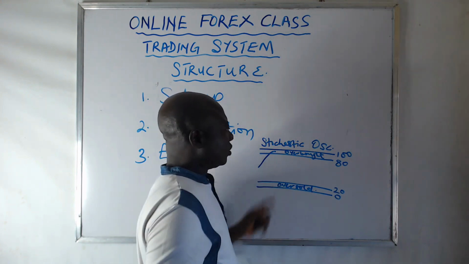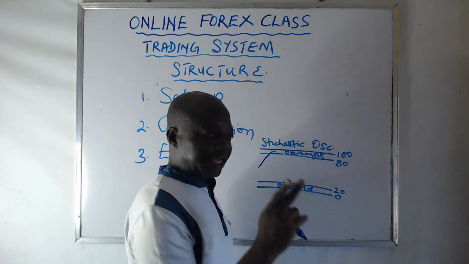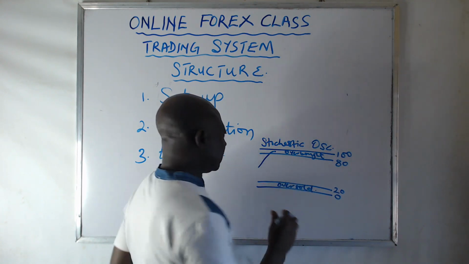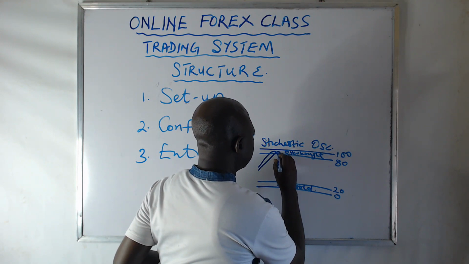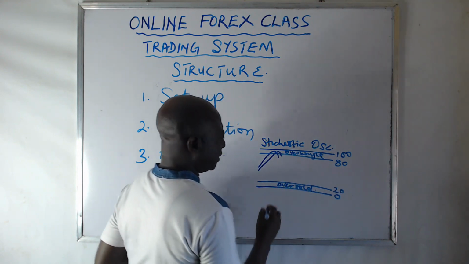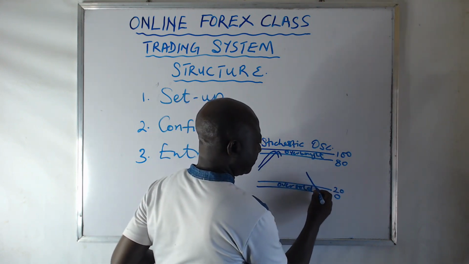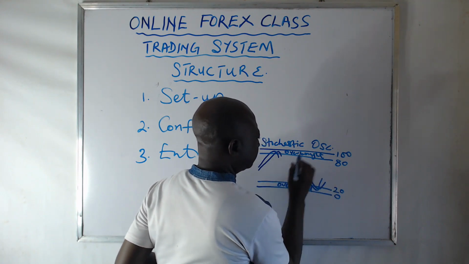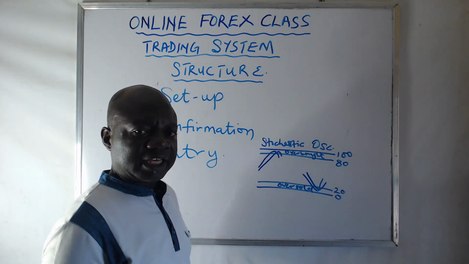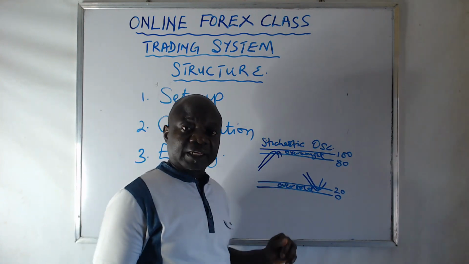The stochastic oscillator has two lines. One is the signal line and the other one is the stochastic line itself. This is how it works. Same thing here.